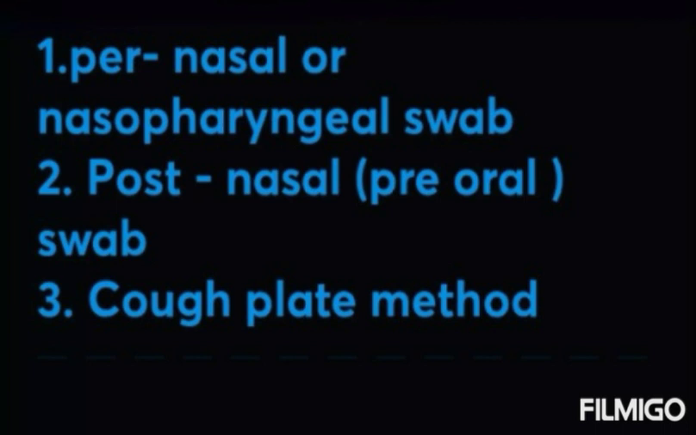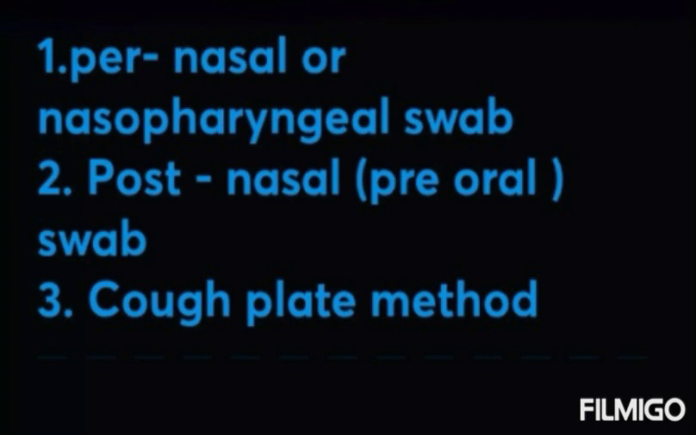So these are the three methods of swab collection: the first is the pernasal or nasopharyngeal swab, the second is the postnasal or peroral swab, and the third is the cough plate method. The important point is that the transport medium for Bordetella pertussis is modified Schwartz medium or charcoal agar, with pH 7.2. Definitely we don't use cotton because it inhibits the growth of the bacilli, so we use dacron or calcium alginate swabs for specimen collection.